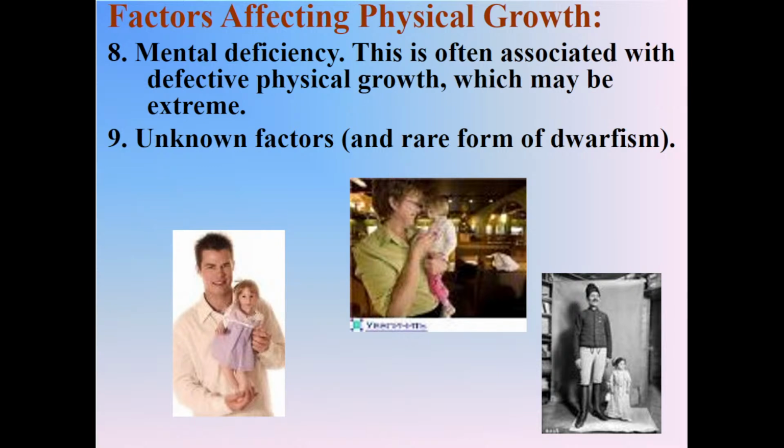And sometimes we have unknown factors. It's a very rare form of dwarfism. If we have a situation of disorder of growth, but all previous factors are not present, with normal parameters of endocrine, without mental deficiency, we have unknown factors.